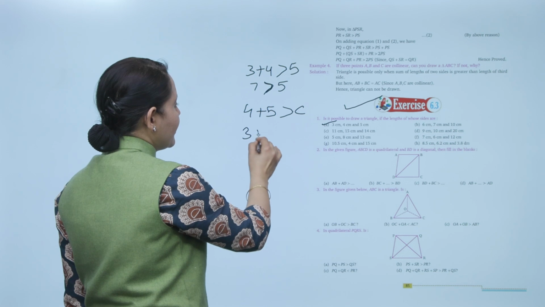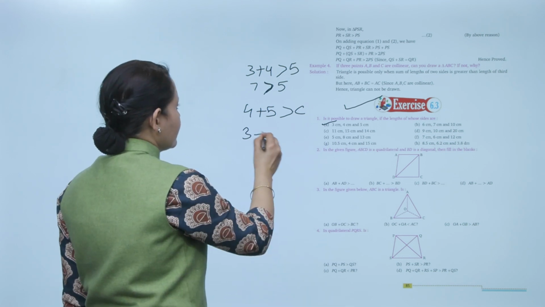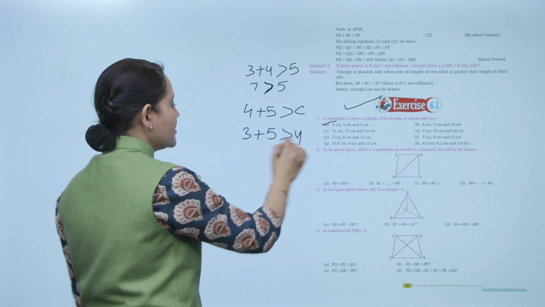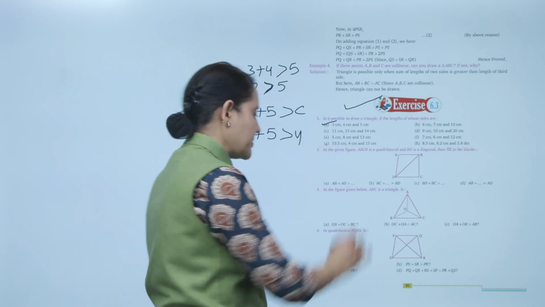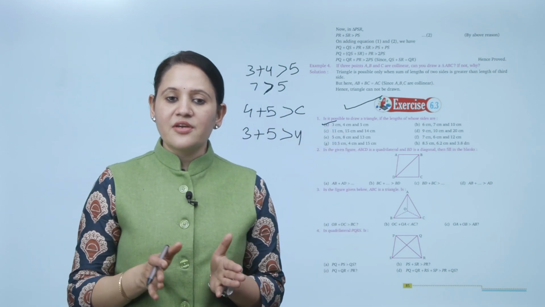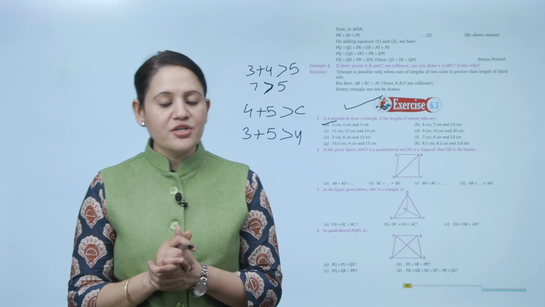Now, 3 plus 5, then greater than the third side. 8 is greater than 4. So, this triangle is possible. So, by this property, we can check whether a triangle is possible or not with the given sides.